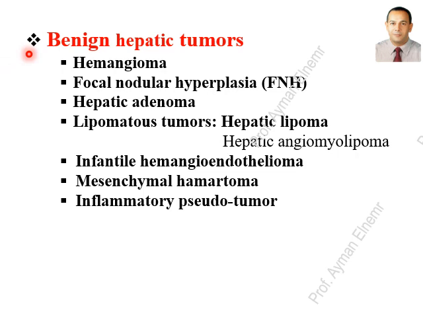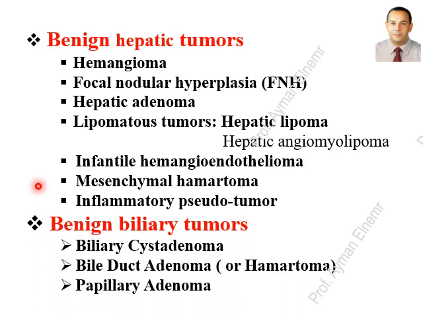These tumors may arise from the liver tissue, including hemangioma, focal nodular hyperplasia, hepatic adenoma, lipomatous tumor, infantile hemangioendothelioma, mesenchymal hamartoma, and inflammatory pseudotumors, or may arise from the intrahepatic biliary tree, like biliary cystadenoma, bile duct adenoma or hamartoma, and papillary adenoma.